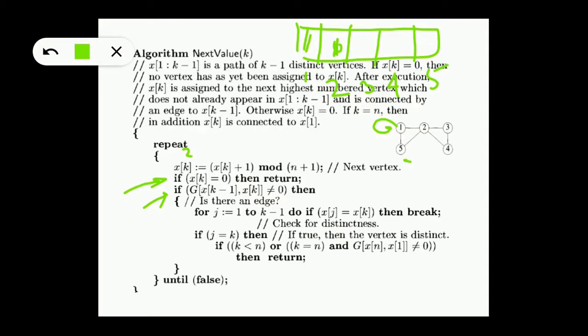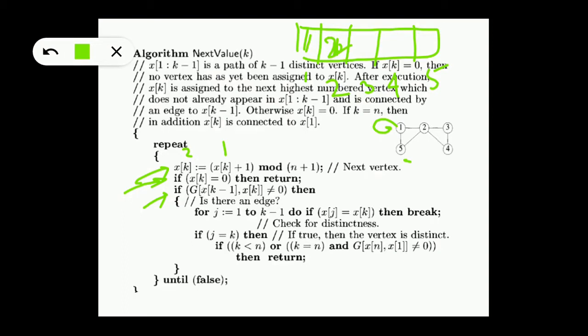So therefore we get back to x of k. This time x of 2's current value is 1. So 1 plus 1 becomes 2. So 2 mod 6 is 2. So the new value of x of 2 is now equal to 2.